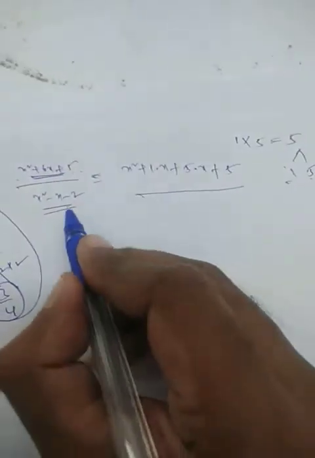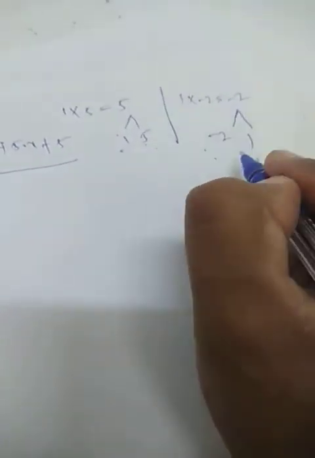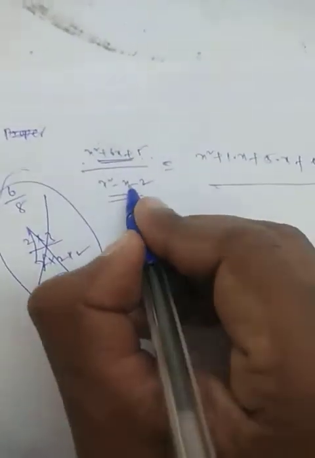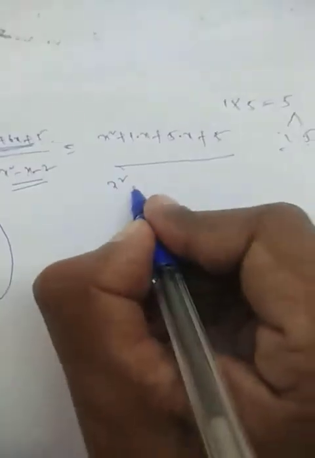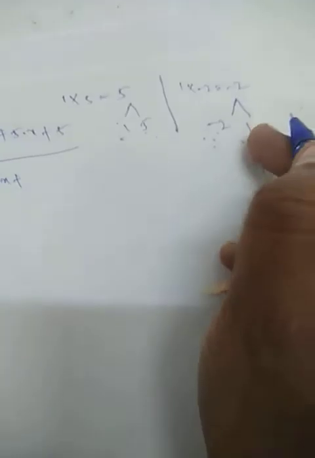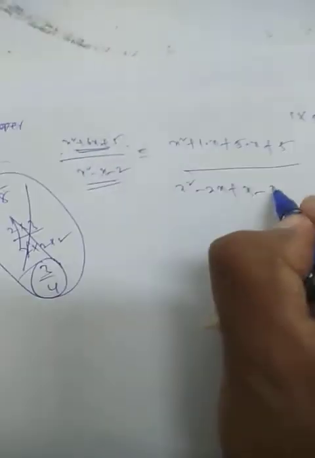So how can I write the denominator? The coefficient of x square is 1 and the constant is minus 2. So 1 into minus 2 is minus 2. How can I write? Minus 2 into 1. Minus into plus is minus, 2 ones are 2. Minus 2 plus 1 will be what? Minus 1. So this can be given as x square minus 2x plus 1 into x is x minus 2.